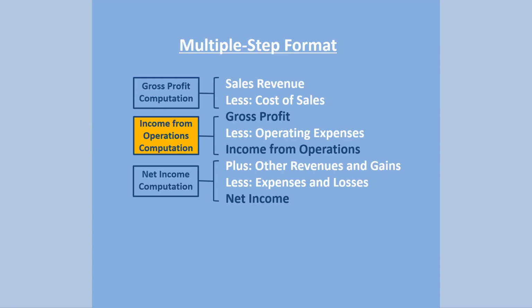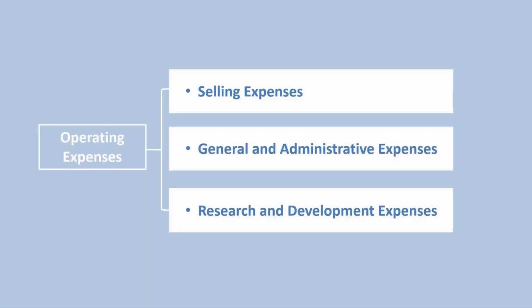Income from operations is derived from gross profit and is then reduced by operating expenses. Operating expenses are usually categorized into sections such as selling expenses, general and administrative expenses, and research and development expenses. Selling expenses encompass the costs associated with advertising, sales efforts, and delivering goods to customers. General and administrative expenses support overall company operations, including expenses related to accounting, human resources, and financial management. Research and development expenses are linked to the creation of new products or services.